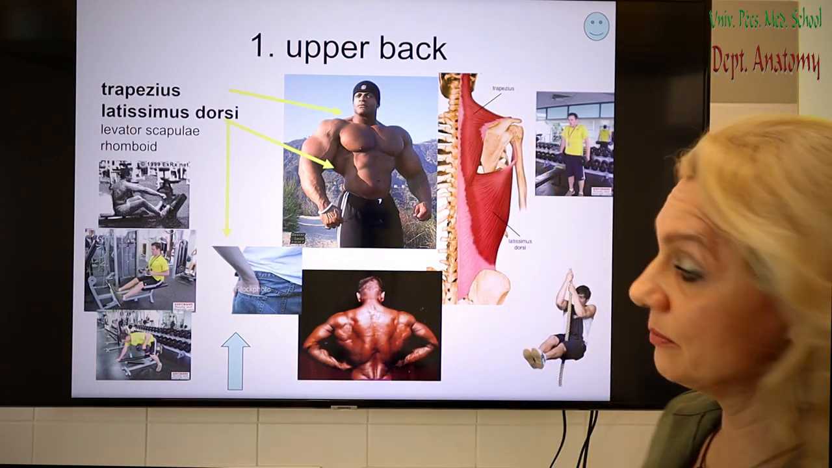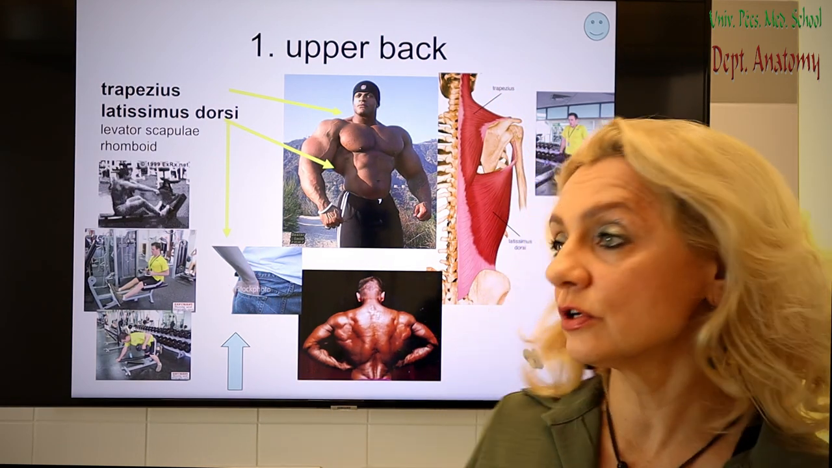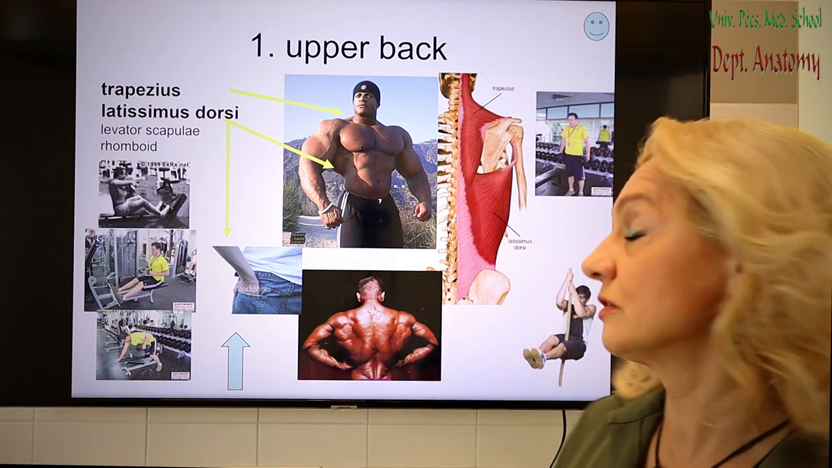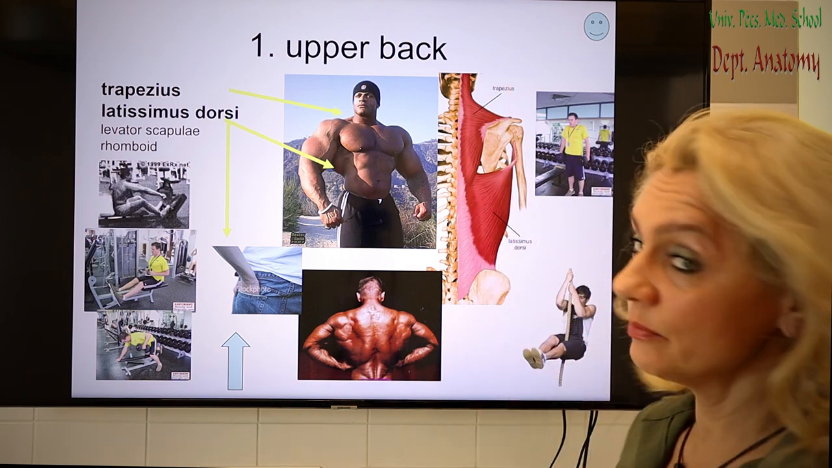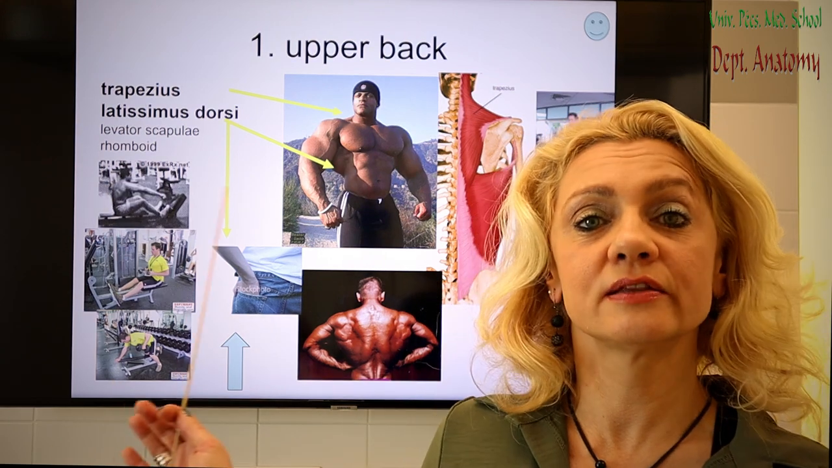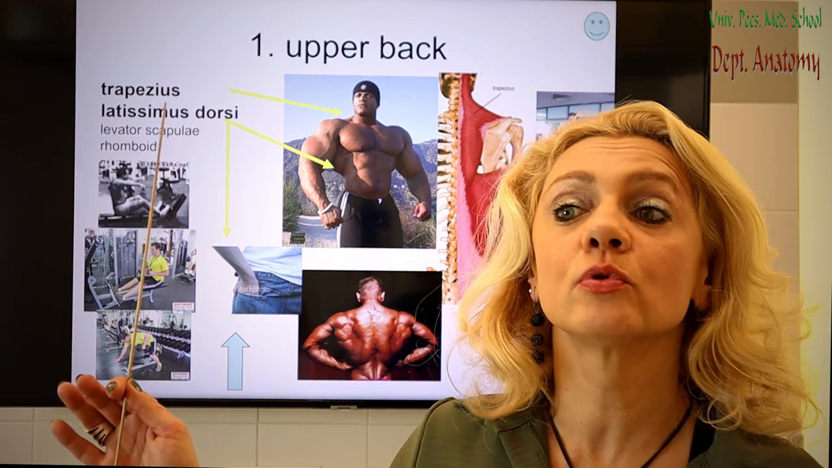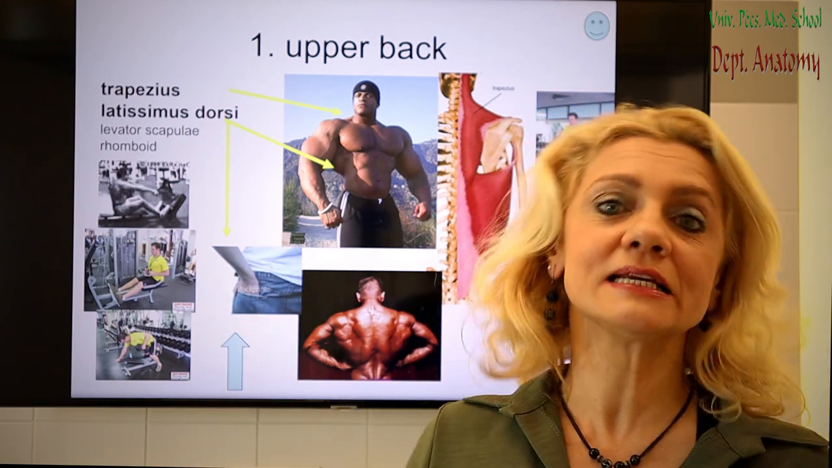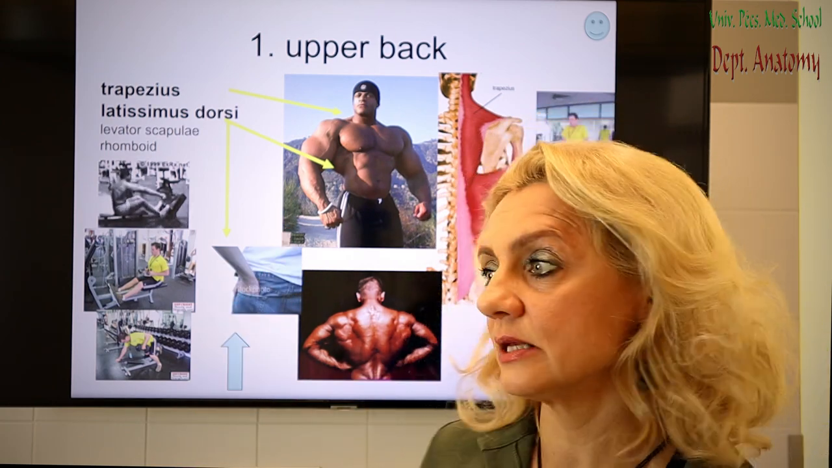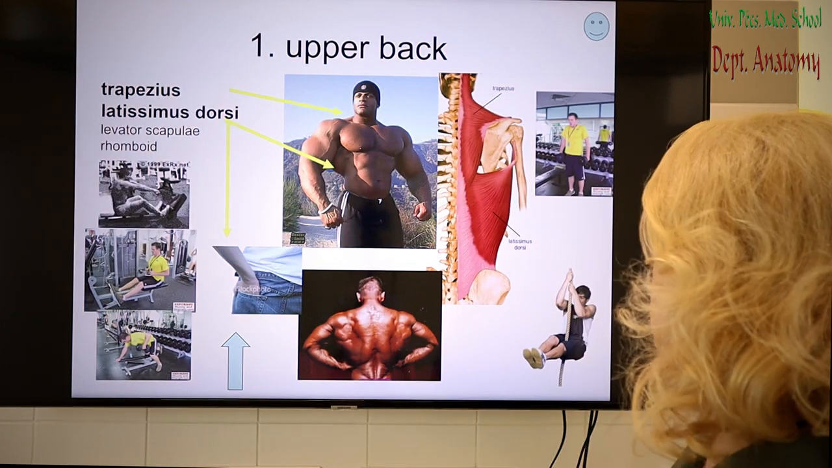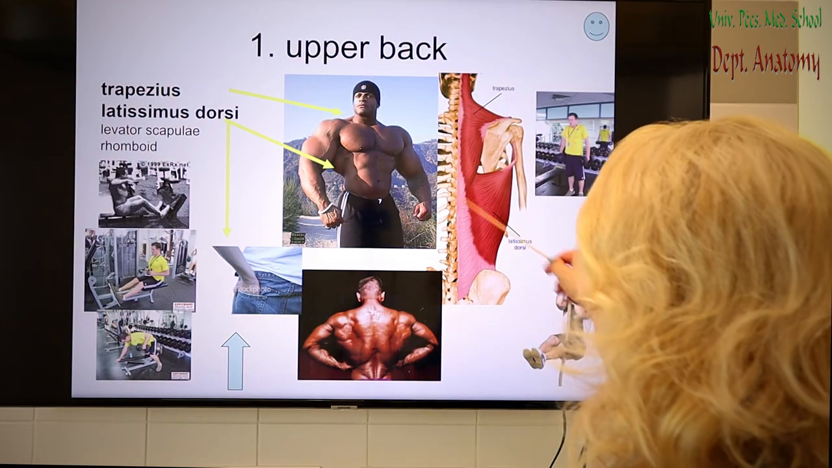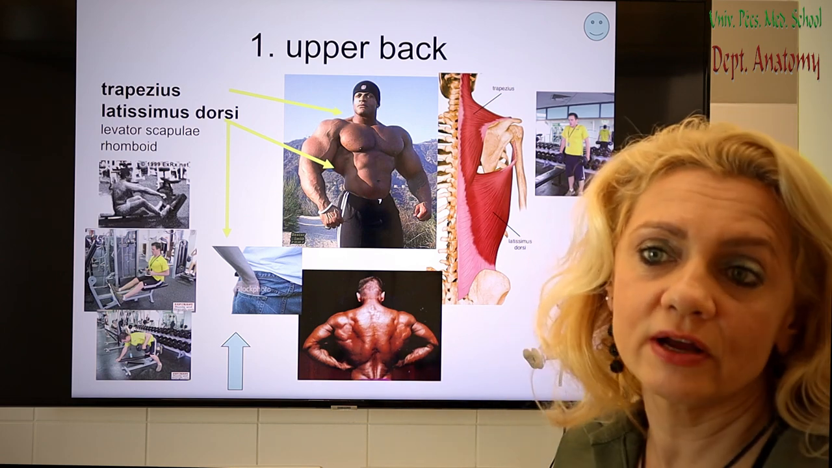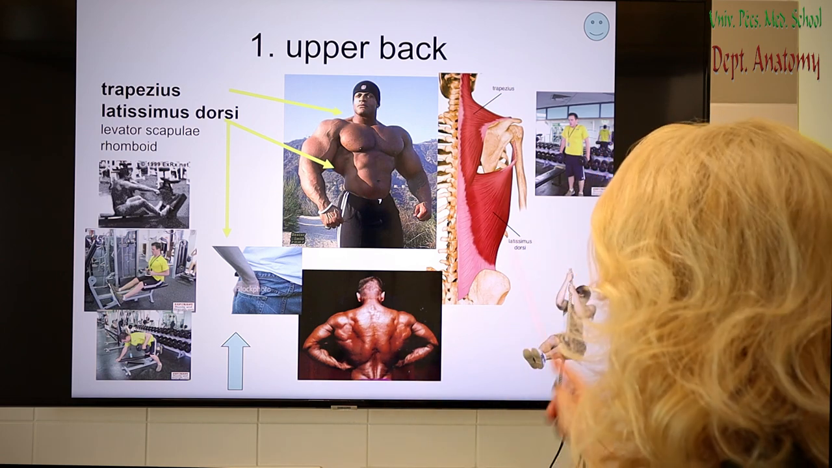The descending fibers lift the shoulder girdle, the ascending fibers depress the shoulder. All the fibers together bring the scapula backwards, so pull the shoulder girdle backwards. So when you stand nicely straight, this is due to the trapezius muscle, partially at least. So this is an example for this. Different fibers do different things.